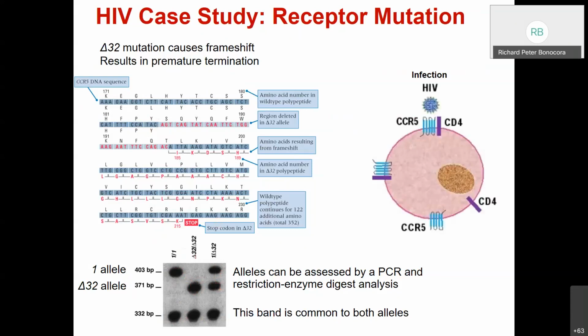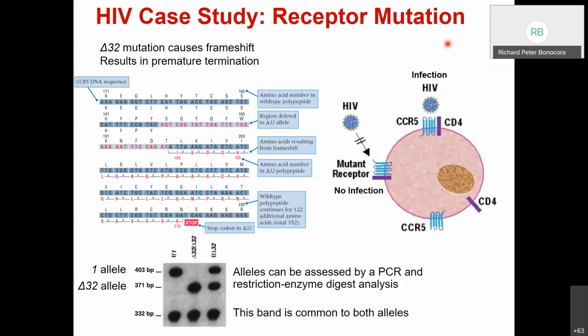And so what's going on with this receptor is normally you have CCR5 and CD4 receptors, which allow HIV infection. When you have a mutation in this CCR5 receptor, it prevents HIV from binding, and the virus can't infect the cell. Okay. And so that's sort of what's going on in the molecular details of what's happening here.